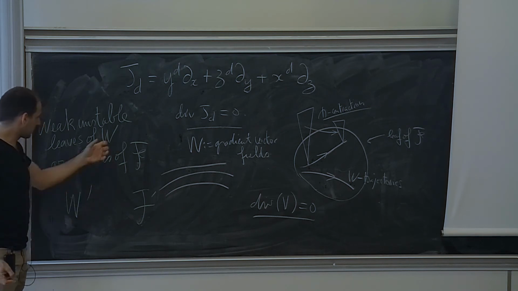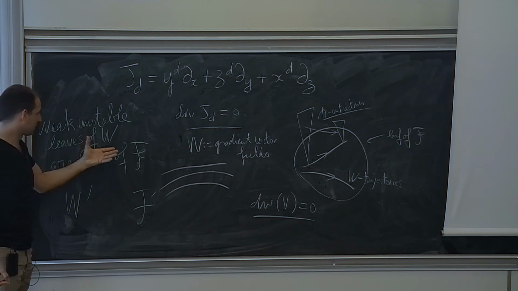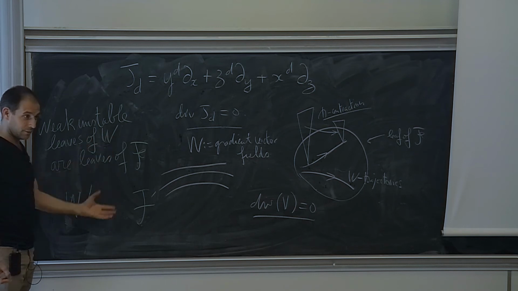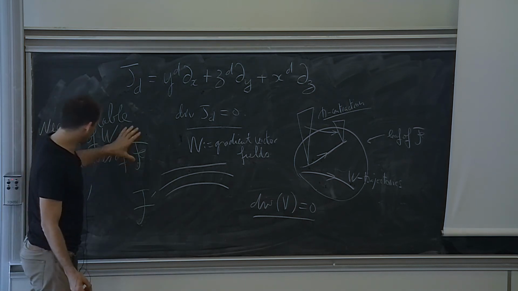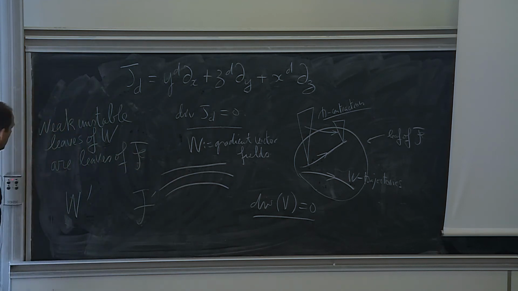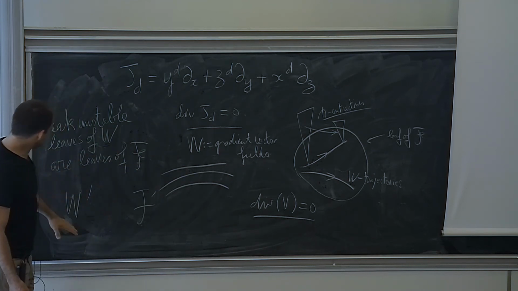And the topological conjugacy is going to send the weak unstable leaves of W to the weak unstable leaves of W prime. So it's going to conjugate the foliation F to the foliation F prime. And we get the result. So of course, this is very easy.